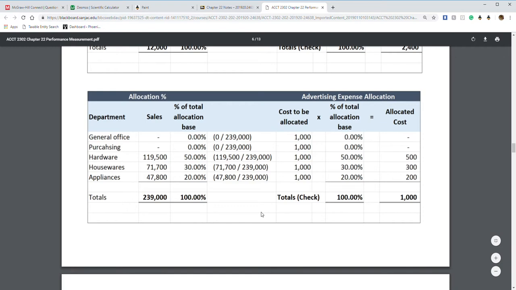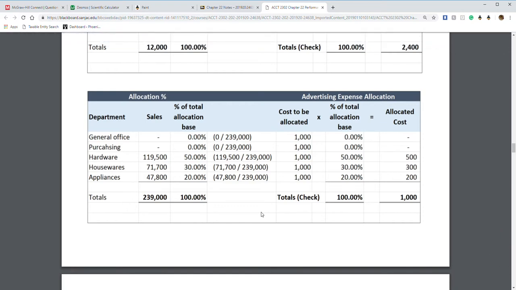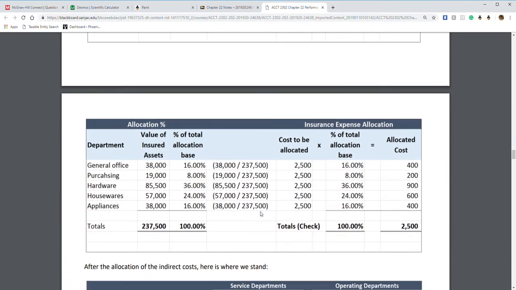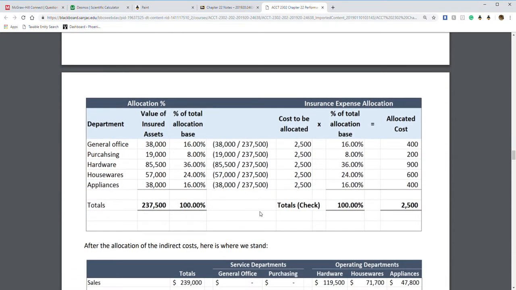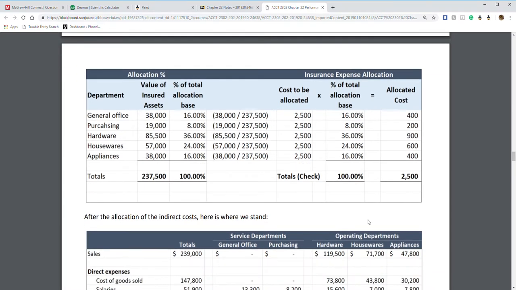Here it is for advertising. Same premise. So I'm going to move a little bit faster with this, because really the notes are showing again, the table's just doing the same stuff. And then here's our insurance. Okay, same items that we just went through. Take the small number, divide by the total, and you get your percentage. Times that by whatever cost they allocated, and you get your allocated cost.